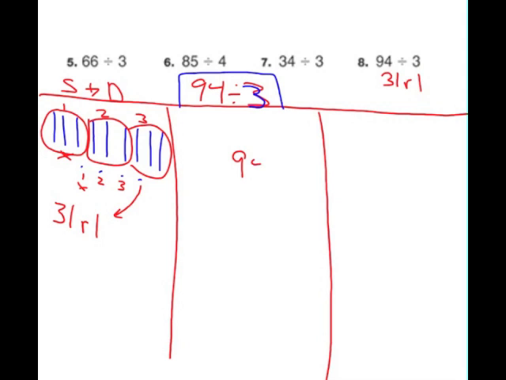I want to look at it in another way. 94 divided by 3. Okay? And as I'm doing it here, I'm going to be estimating and taking groups of 3 out in chunks at a time. Okay? So I'm going to start with a chunk of 20 groups of 3. Just because 20 is kind of a lot, it'll get me started, and I can go from there.